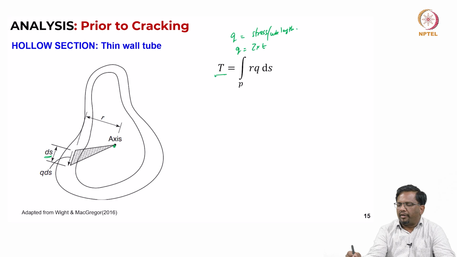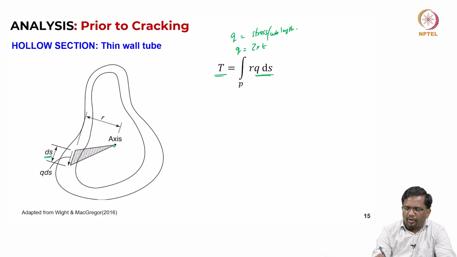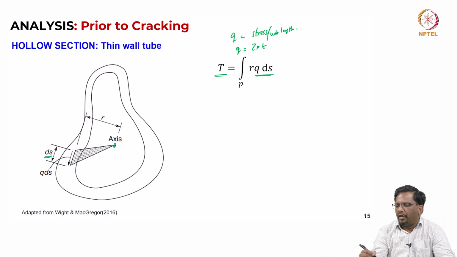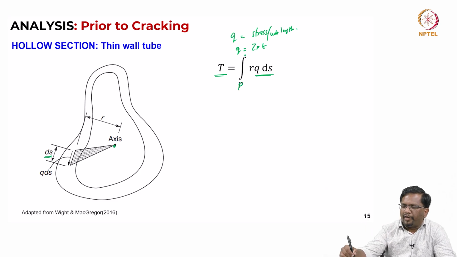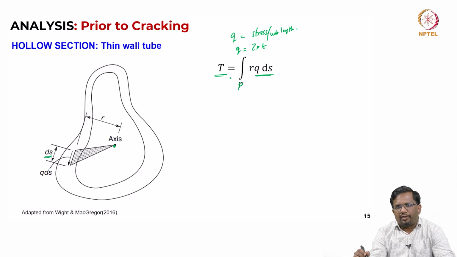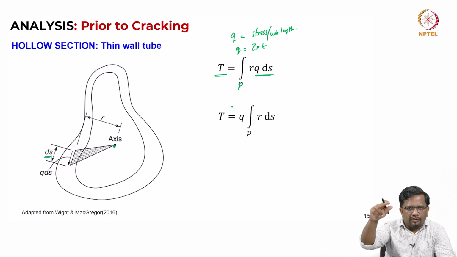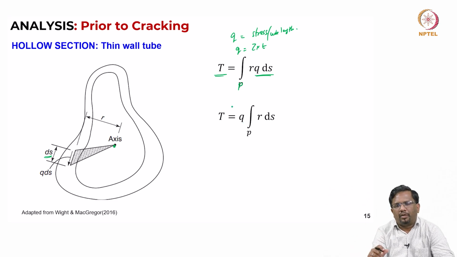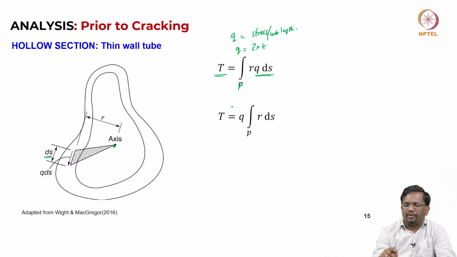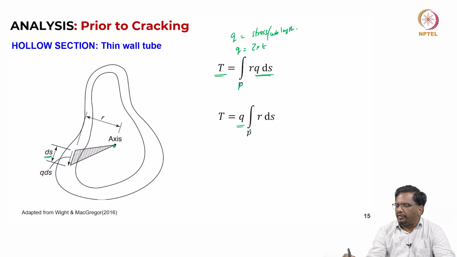The applied torque will be resisted by q into ds, which is the force, multiplied by the distance, if I take moment about the longitudinal axis. Now, integrating over the entire perimeter, I get my resistance to the applied torque T. Now q remains constant through the entire length, or perimeter, of this hollow tube, so q can be taken out. I can just write the integration of R into ds as one thing.